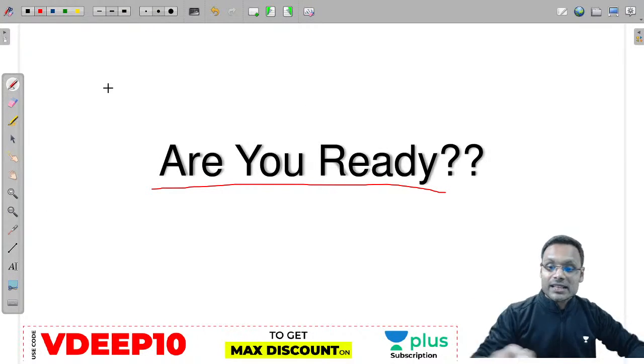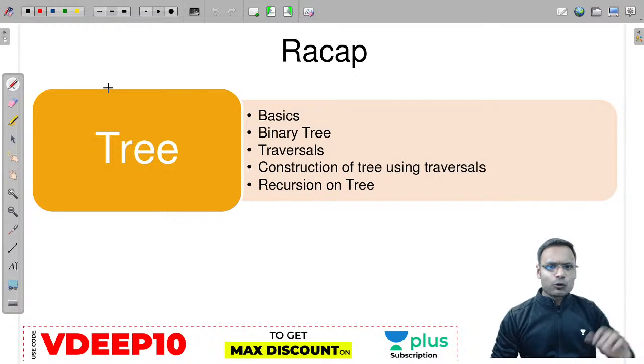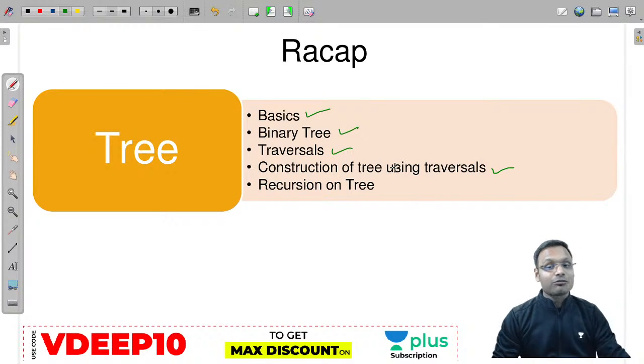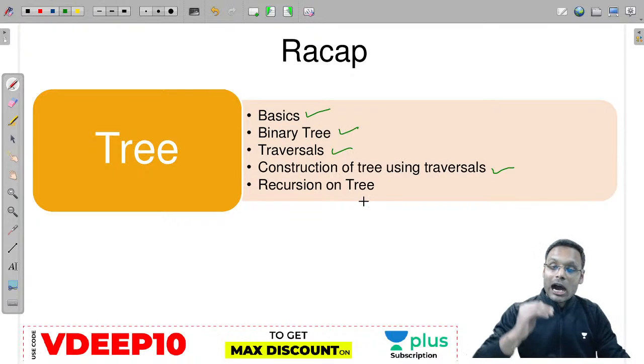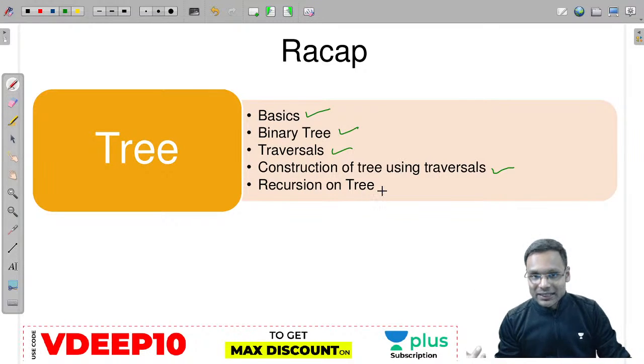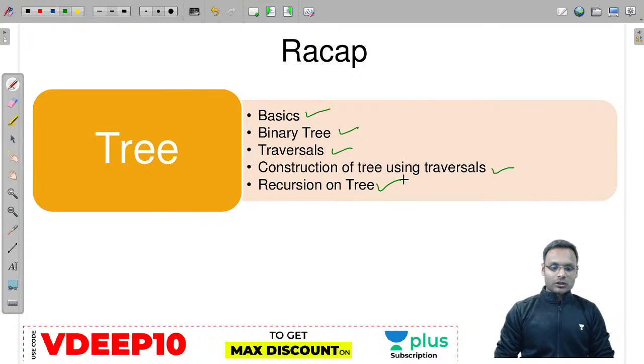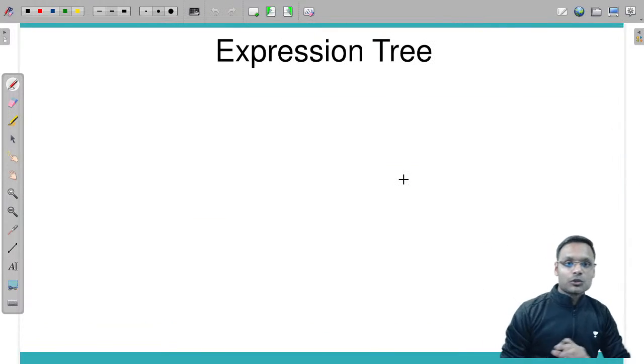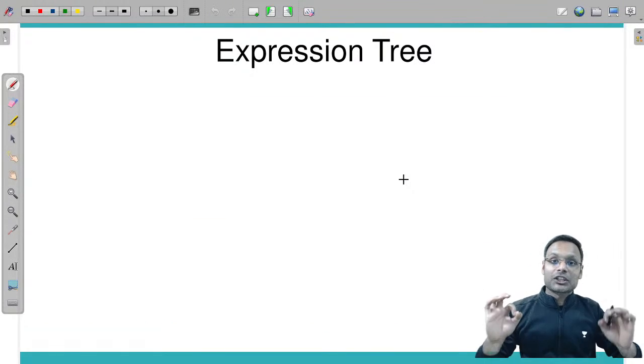Before today's session, I want to highlight the points we have already done. We have already done basics, binary tree, traversals, construction of tree using traversals, how to represent a general tree as a binary tree, then recursion questions on the tree. All these things we are done with. Now what we are going to do next is expression tree.